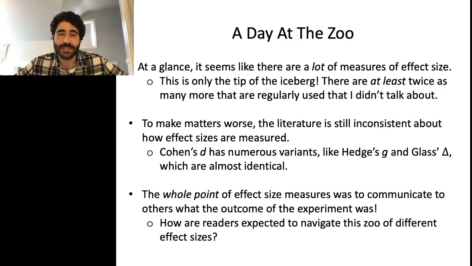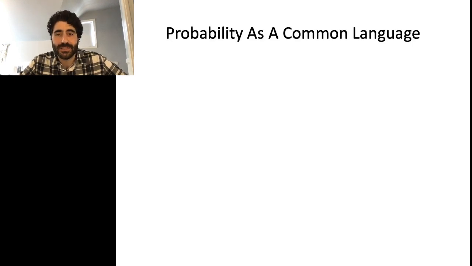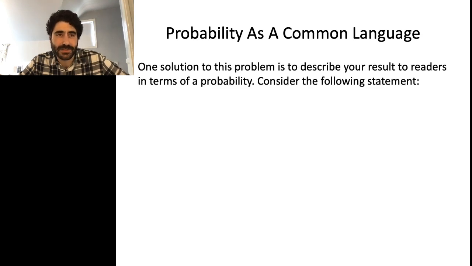And so one thing that started to become popular over maybe the last 10 years or so is that for any effect size, we could convert it into a probability. And so this has a lot of advantages, one of which is that it's actually pretty easy to understand.